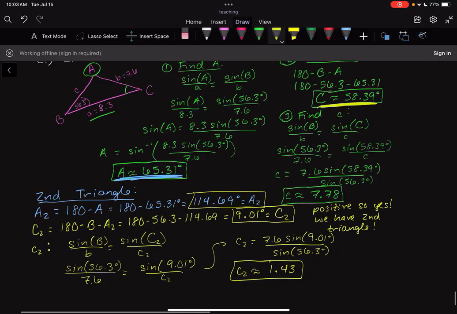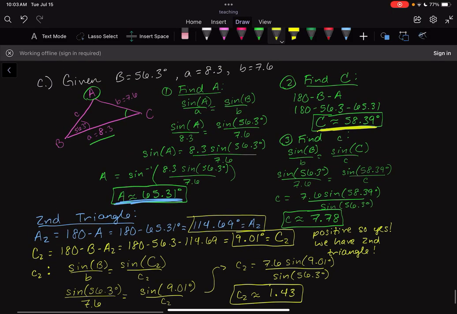I'm going to zoom out a little so you can see the whole thing. So first we found just our first triangle, and then we went and found all the information for our second triangle. And you'll notice that I went in the same order. First I found A, then C, and then side C. Then for my new triangle, I did A2, capital C2, side C2. So I went in the same order.